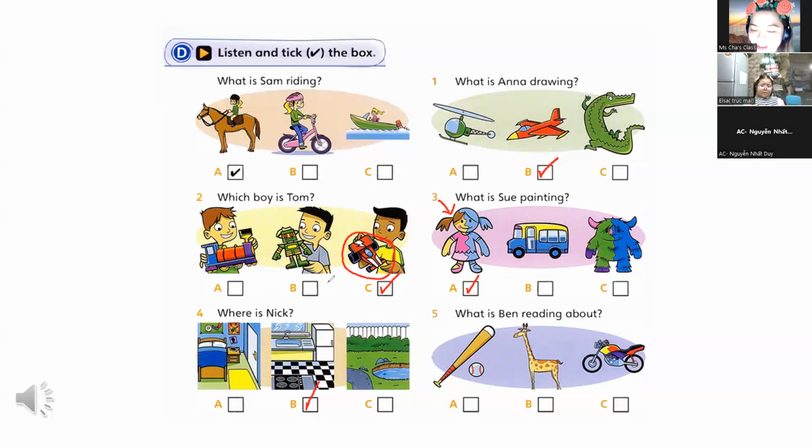All right. So how about number 5? What is Ben reading about? C. Letter C. He's reading about a motorbike. A funny motorbike. Yes, that's the thing that he's reading. He's reading about funny motorbikes.